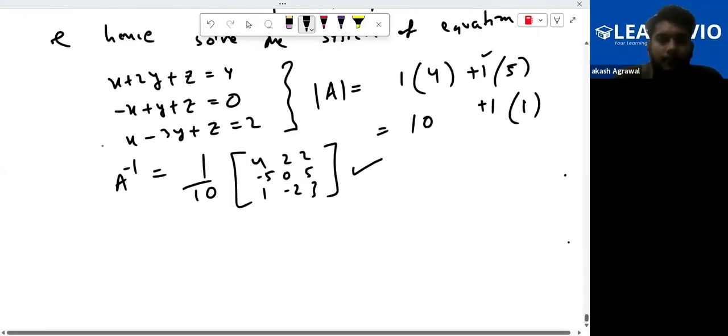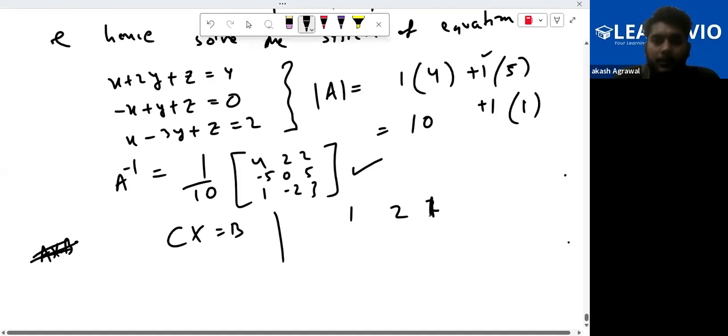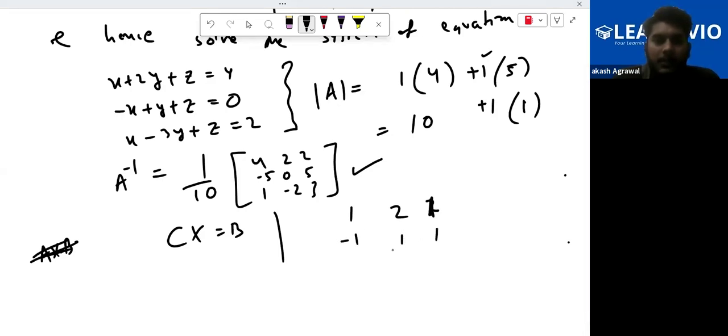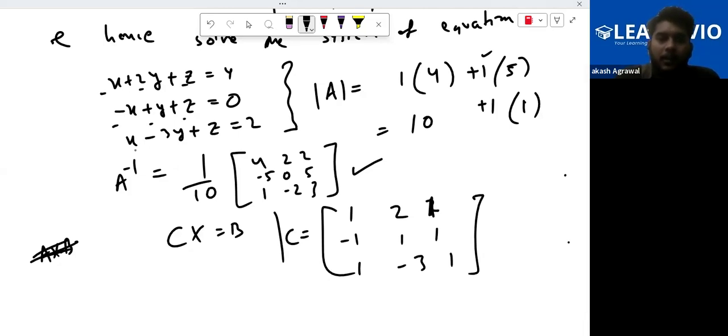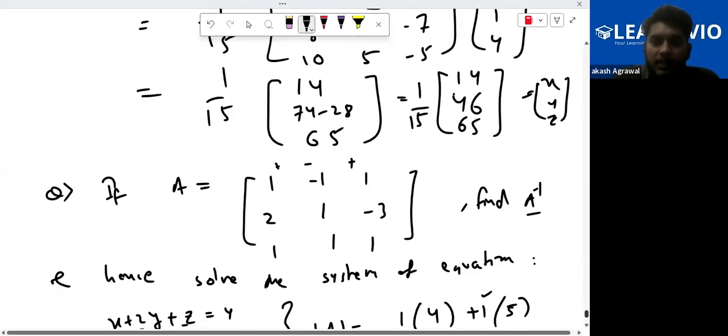Now if we have to solve these equations, we write Ax equals b, but A is already given, so let's write Cx equals b, where C is the coefficient matrix 1 2 1, minus 1 1 1, and 1 minus 3 1, and B matrix is 4 0 2. Now if you look at C matrix and A matrix, do you see any resemblance?